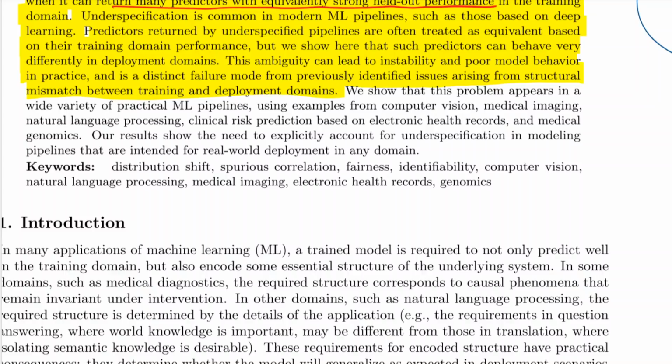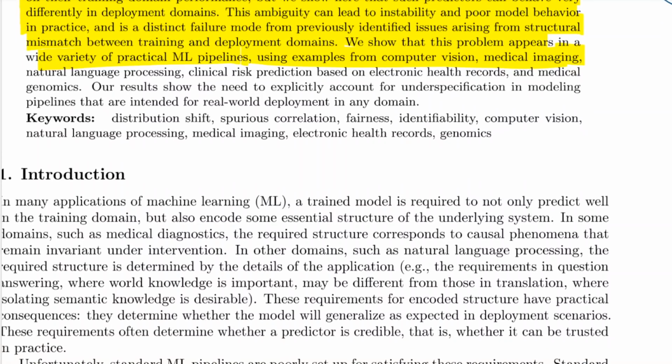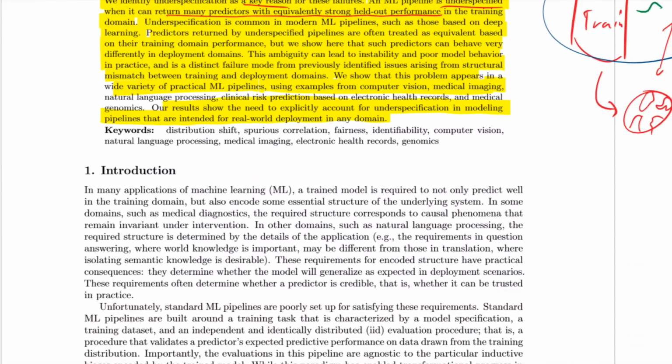We show that this problem appears in a wide variety of practical ML pipelines using examples from computer vision, medical imaging, yada, yada, yada. Our results show the need to explicitly account for underspecification in modeling pipelines that are intended for real-world deployment in any domain. I mean, yeah, fair enough. This is actually a problem, right?